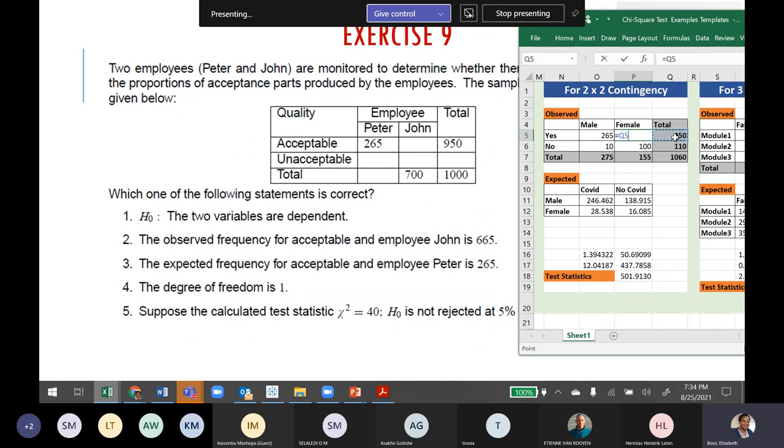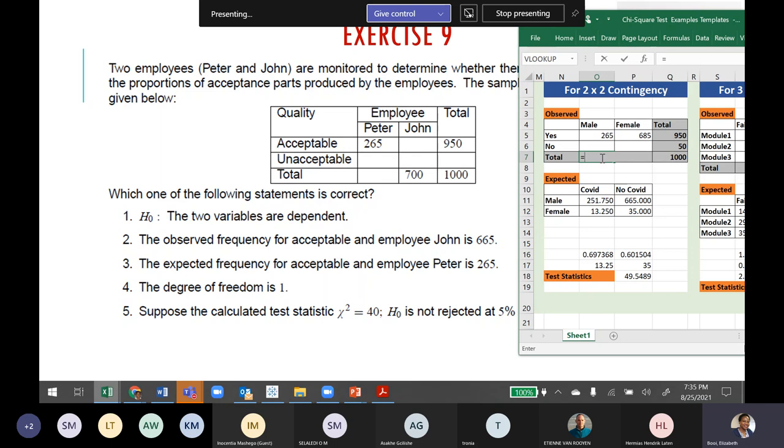So we say 950 minus 265, and that is the value we're looking for. And we are also given the total here, which is 700. And we are also given the total here, which is 1000. And in order for me to find this, I'll just say 1000 minus 950 should calculate.